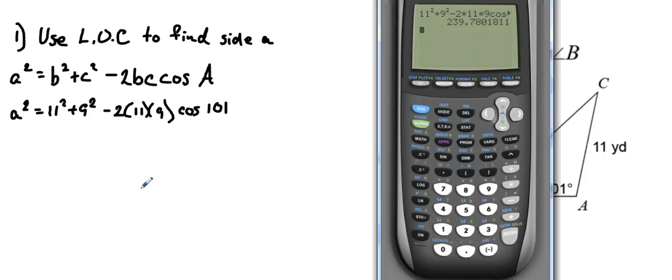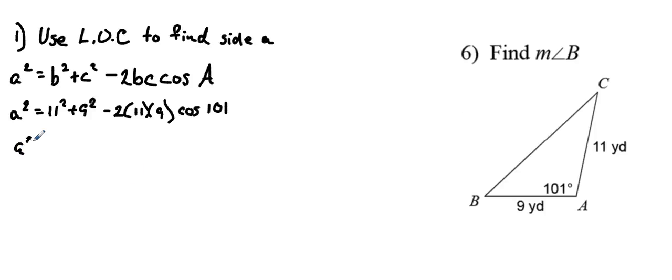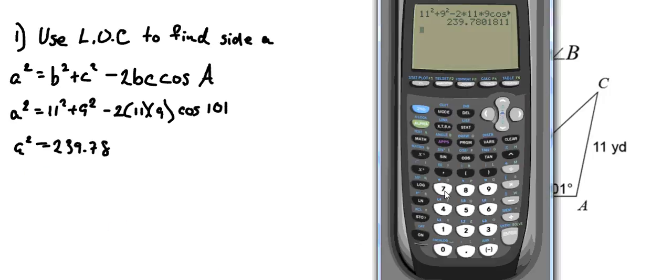And we get 239.78. So A squared equals 239.78. And we want to take the square root now.